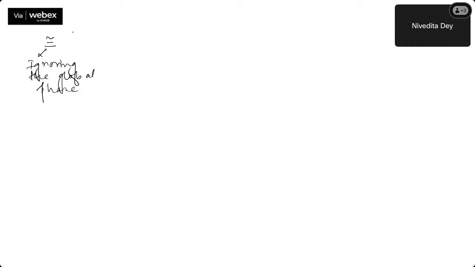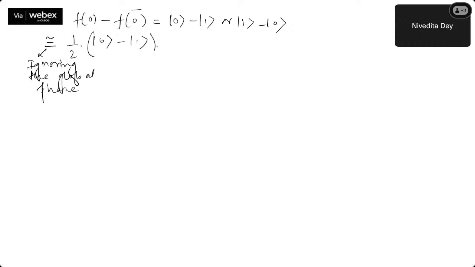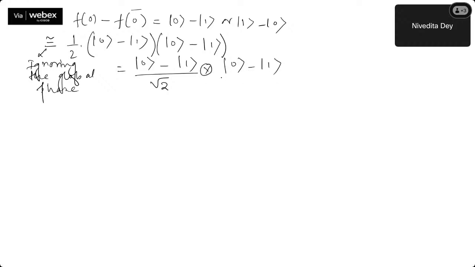Can I write in this form? That is because f0 and f0 bar is nothing but either 0 minus 1 or 1 minus 0. So from that logic, I'm just writing that it is basically half ket0 minus ket1, and the f0 minus f0 bar will also be ket0 minus ket1, ignoring the global factor. So it will now be 0 minus 1 by root 2, again, for the same algorithm purpose, tensor product ket0 minus ket1 whole by root 2.